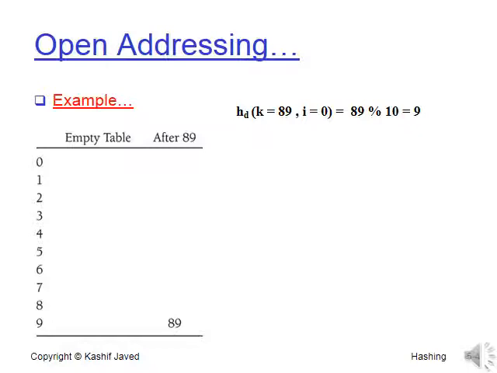Let's insert 89 in our hash table by using the double hashing technique. h_d for input key equals 89 and probing sequence variable i equals 0, which equals 89 mod 10, and that equals 9. Therefore, we insert number 89 into bin 9 of our hash table.